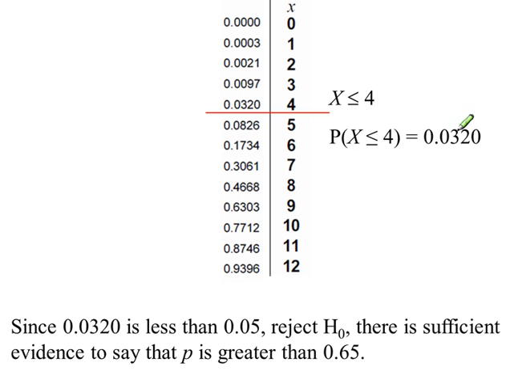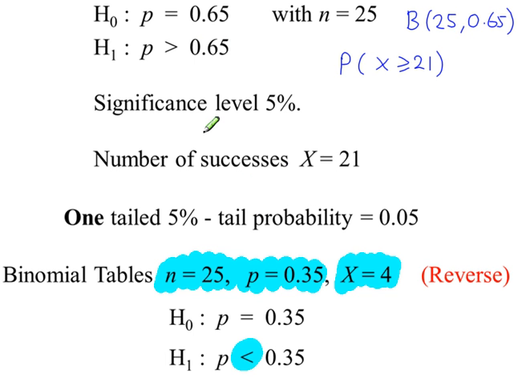If we compare that to the probability of the significance level, 0.05, our value is less than 0.05, so we reject H0. There is sufficient evidence to say that p is greater than 0.65. You'll notice that the final conclusion is in terms of the original hypothesis.